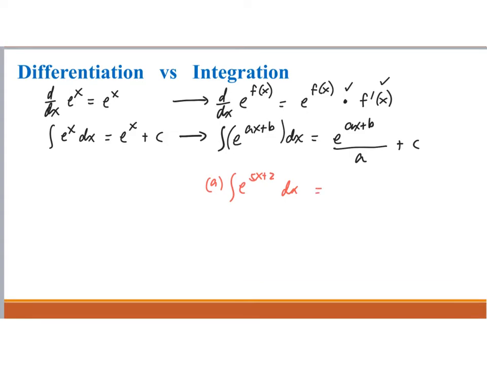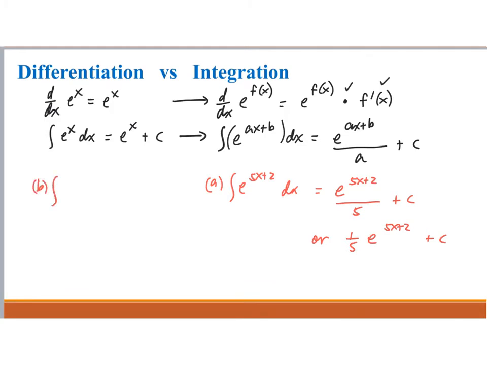So for example, if we get the integral of e to the power of 5x plus 2, then it will just be e to the power of 5x plus 2 divided by the derivative of 5x plus 2, which is 5, and then plus c. Or we could write this as 1/5 e to the power of 5x plus 2 plus c.